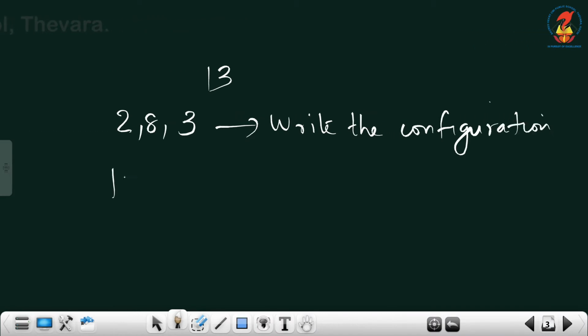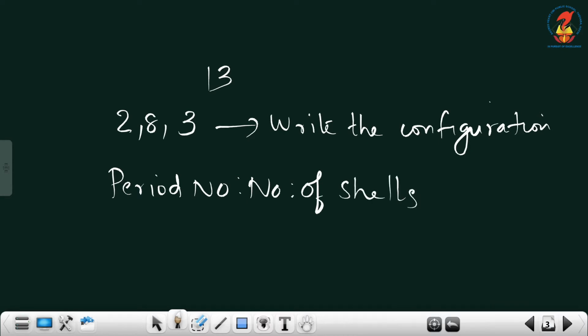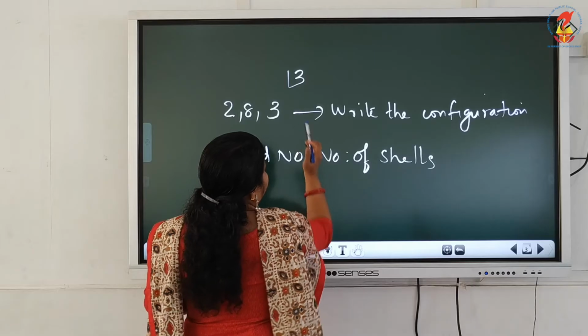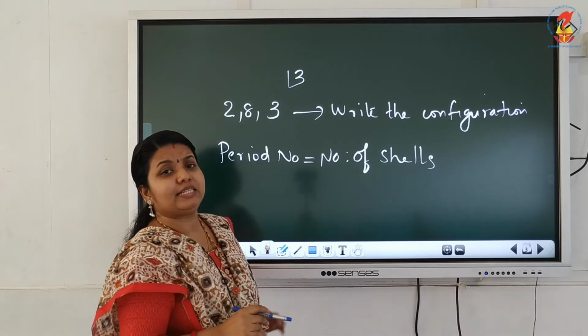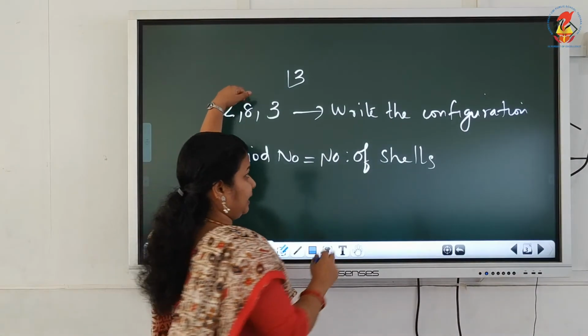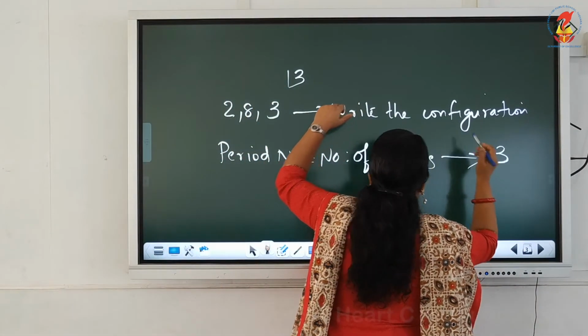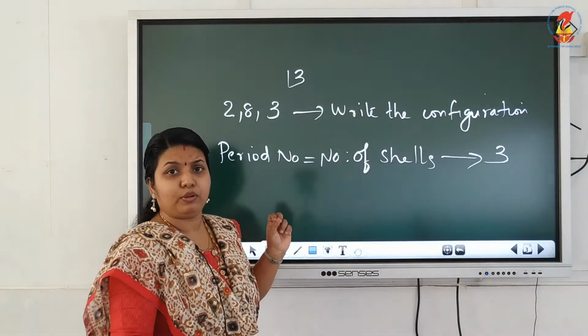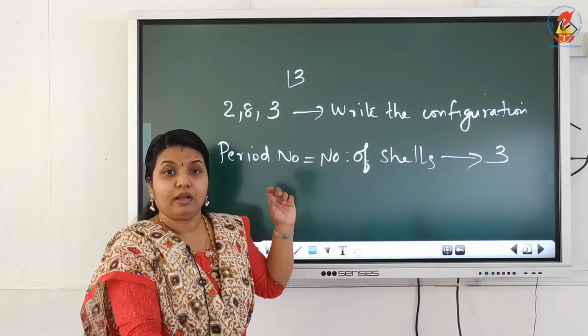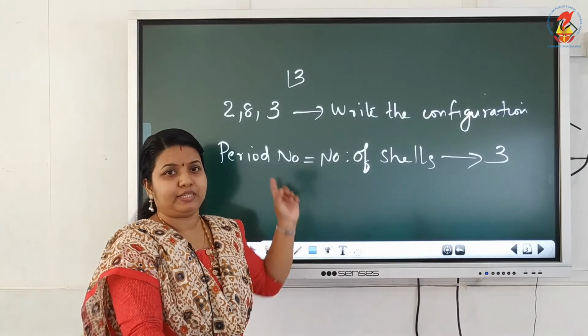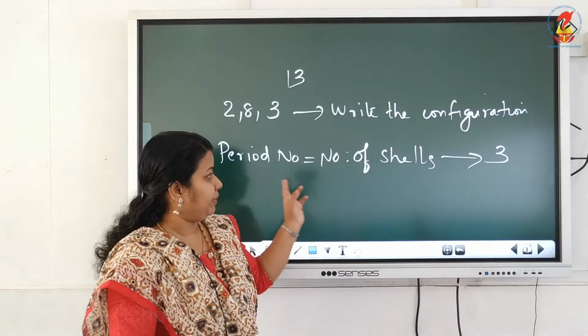Then, period number means you have to find out in which period it is placed. Period number equals the number of shells. Count how many shells are there. Here how many shells are there? 3. So, to which period does this element belong? Period 3. Okay, so first write the electronic configuration, count the number of shells. Number of shells corresponds to its period number. So, period number is 3.